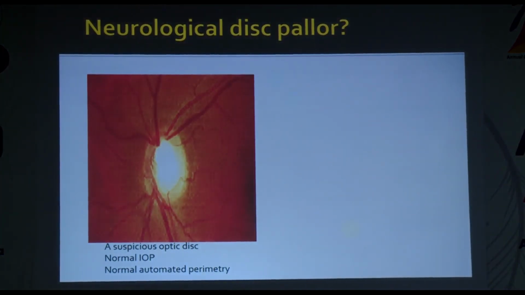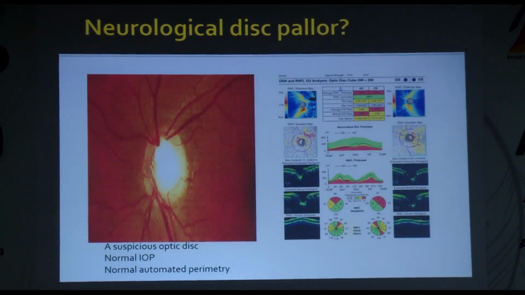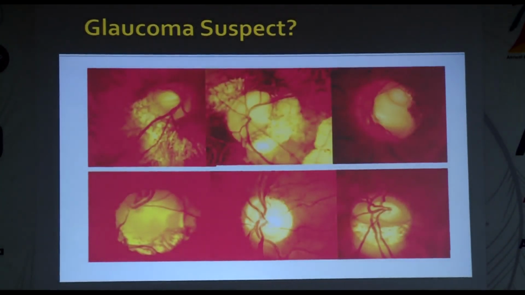Now this is a suspicious looking disc again, with a normal IOP and a normal automated perimetry. Is it a neurological disc pallor? There is a very striking temporal pallor over here of the NRR. But is it glaucomatous or is it neurological? Again, the subtle sign to be picked up over here, which can be missed easily, is the superior notching. The RNFL OCT confirms that there is a superior RNFL thinning along with the notch.